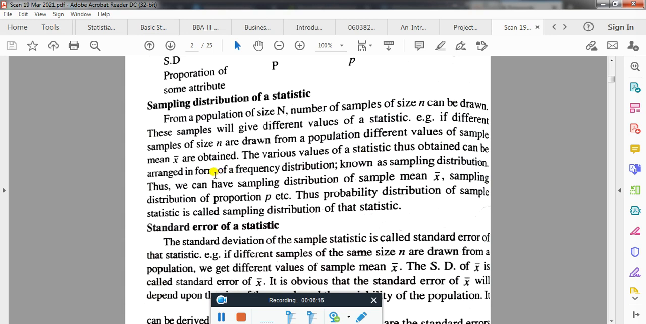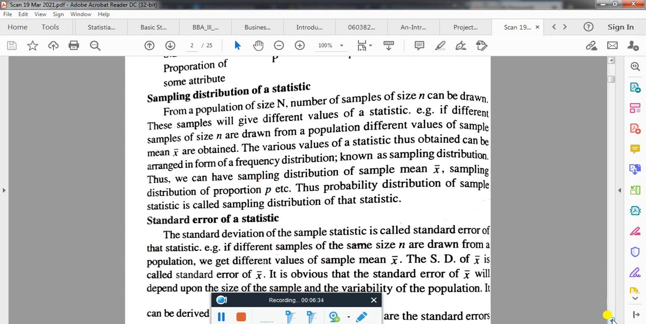The values obtained can be arranged in the form of a frequency distribution known as sampling distribution. Thus we have the sampling distribution of sample mean x bar. In the same way you can make it for x bar, for s, or for proportion, depending on the case. Now, standard error of statistics.